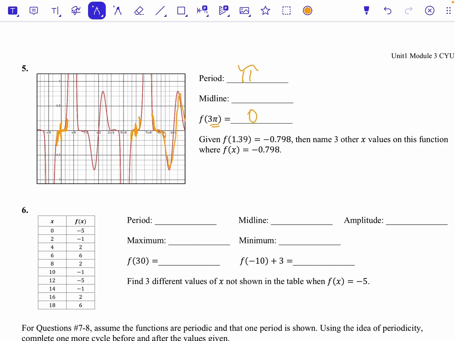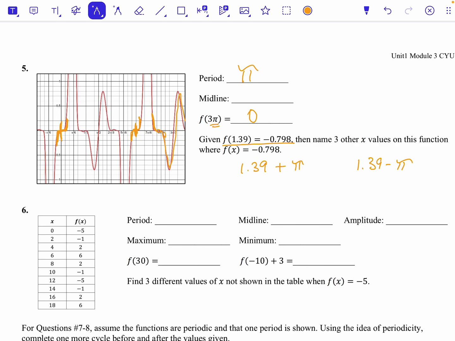So it's a similar sort of strategy. Knowing this period of pi, we can look for that repetition in the functions. Just like we did on number 4 there, if we know that this particular point at 1.39 has the output of -0.798, we can find all of the other x values that have that output by taking 1.39 and basically either adding pi to it or subtracting pi from it, and we would find the subsequent output values.